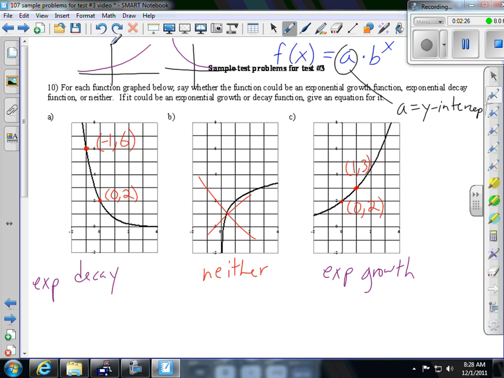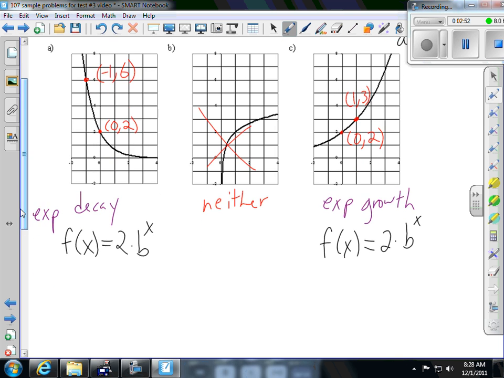So in this first problem, we have f of x equals a times b to the x, but a is the y-intercept, which is 2. So 2 times b to the x. And then over here on the right-hand graph, f of x equals, again, a times b to the x, and the y-intercept here is also 2. So all we need to do now is use the other point to find b. So let's go back to the left-hand graph. And we're going to plug in the point that we're given. -1 is x, and 6 is y. So this is the equation we're after.